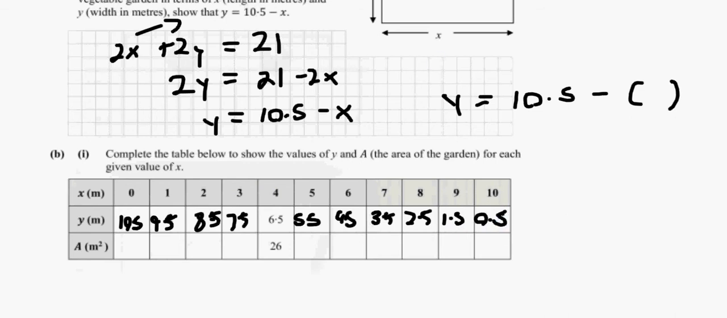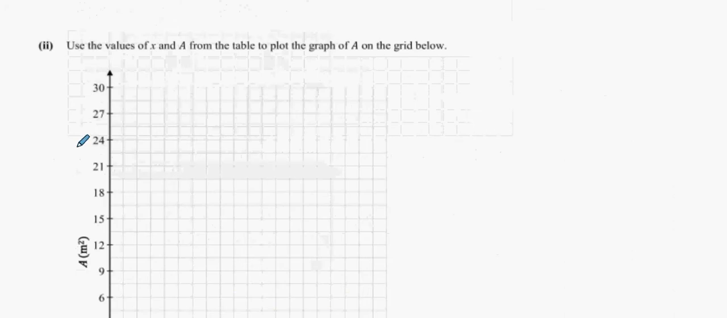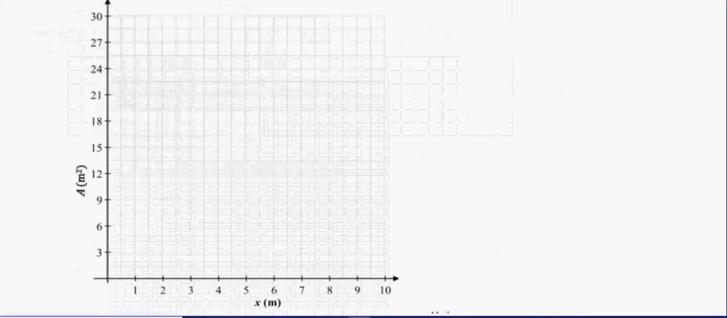Alright, areas lads: 0, 9.5, 17, 22.5, what's the next one, Daniel? 27.5. Yeah. 27.5. Yeah. 20. Yeah. 13.5. Yeah. 5. So does everyone understand? I'm just multiplying the width by the length to get the area. Is that alright?